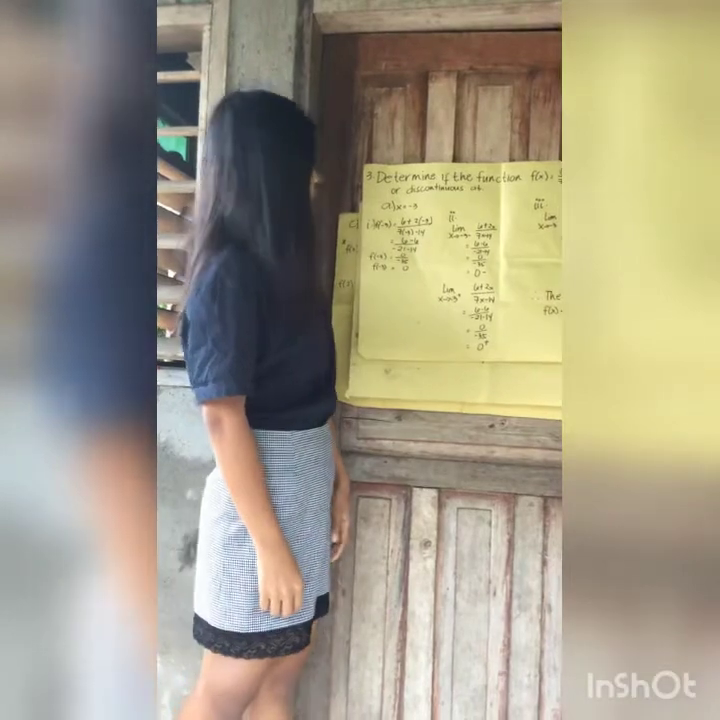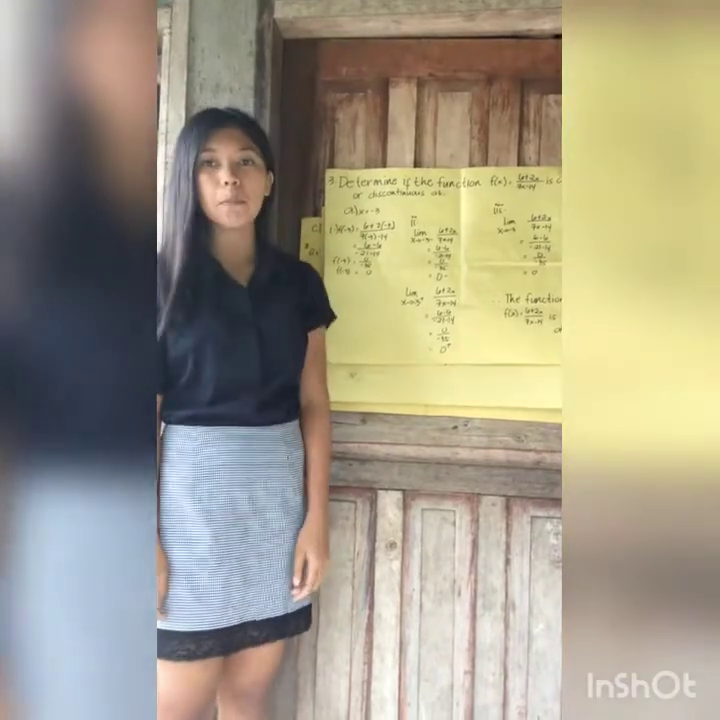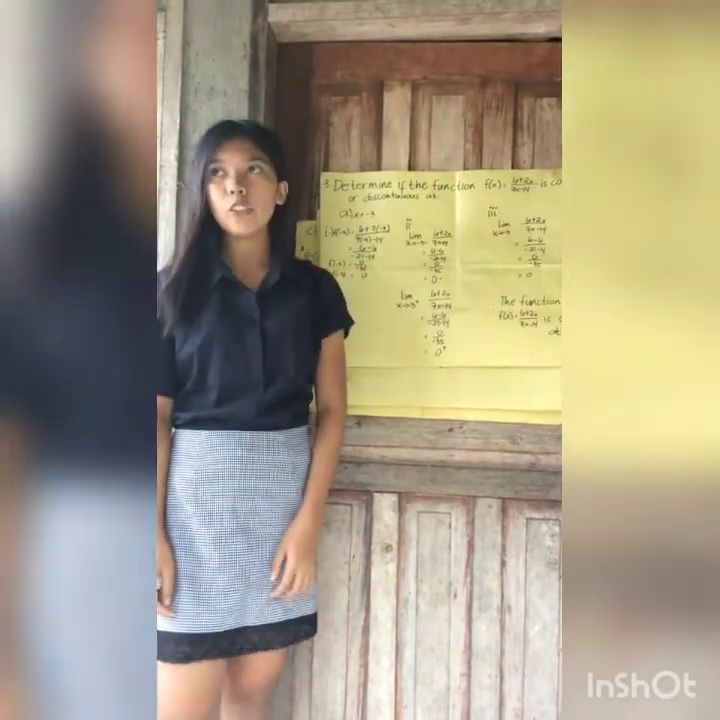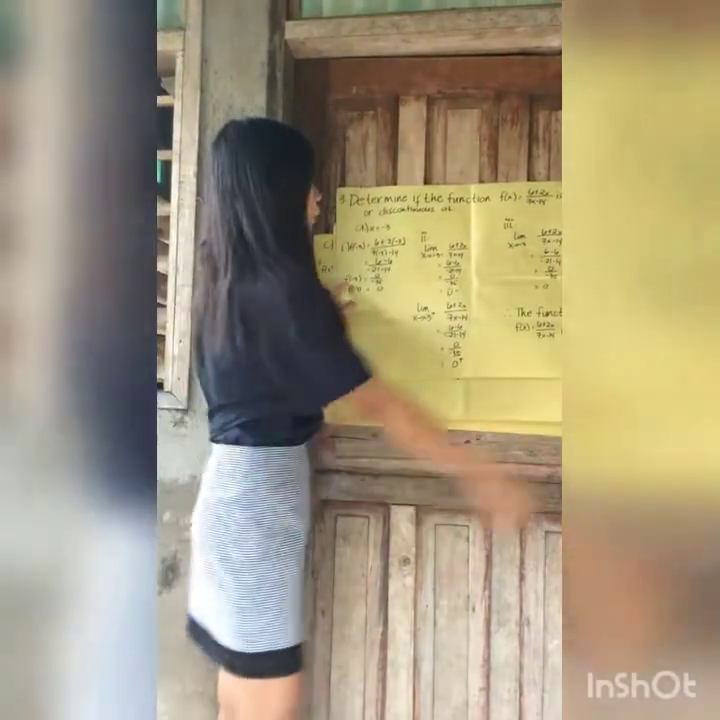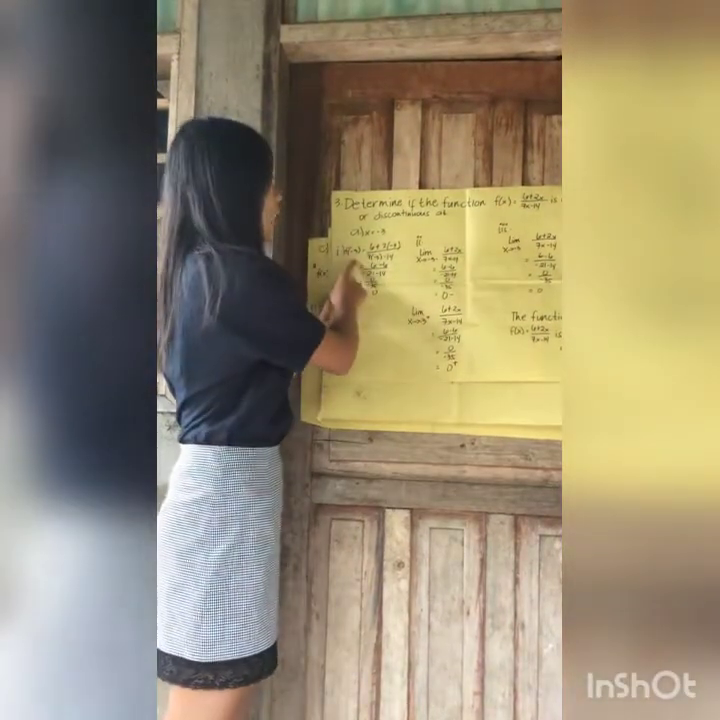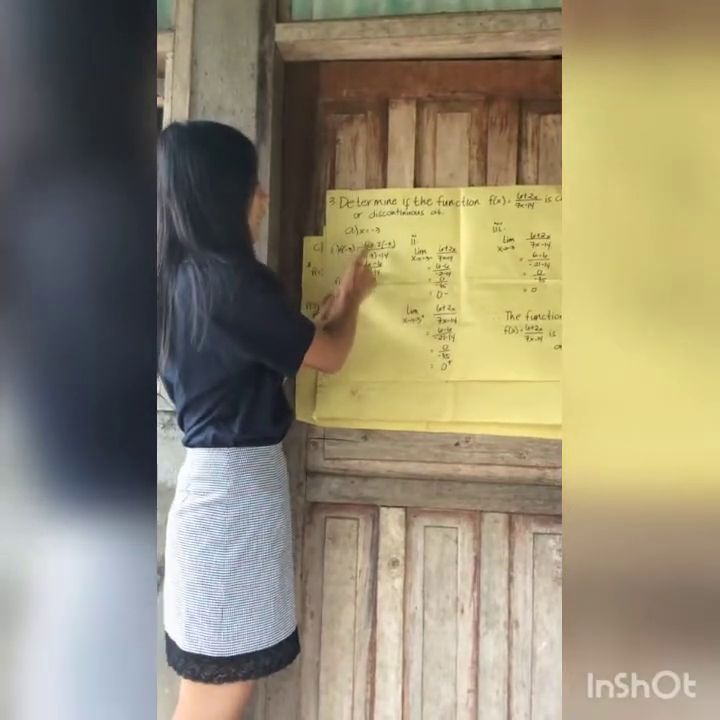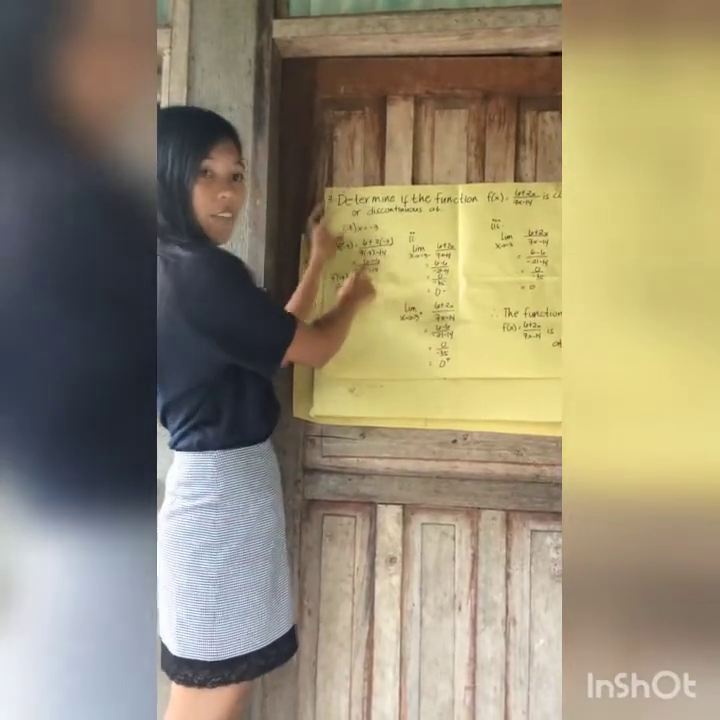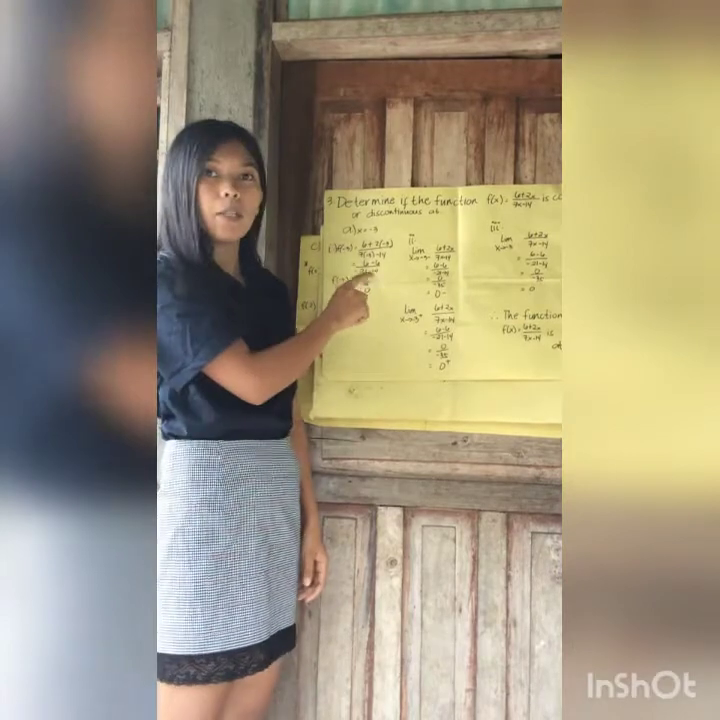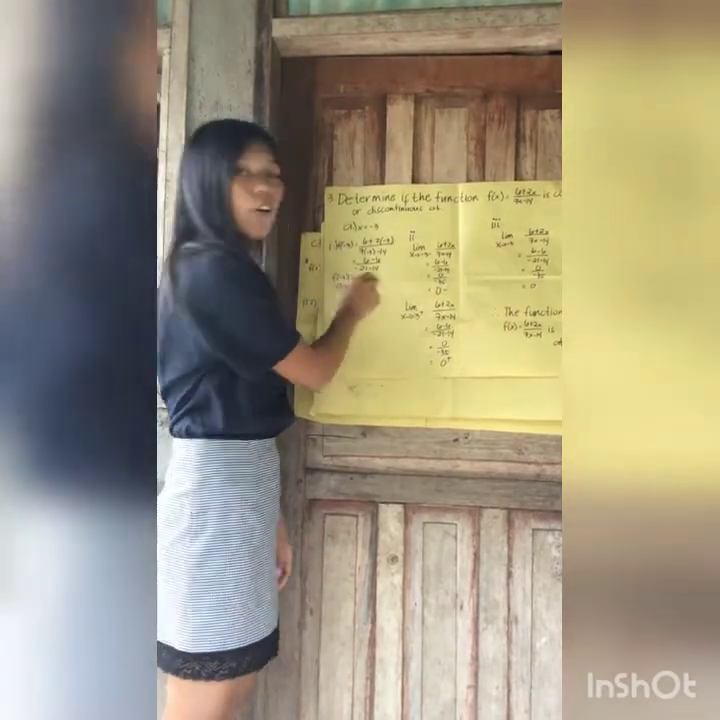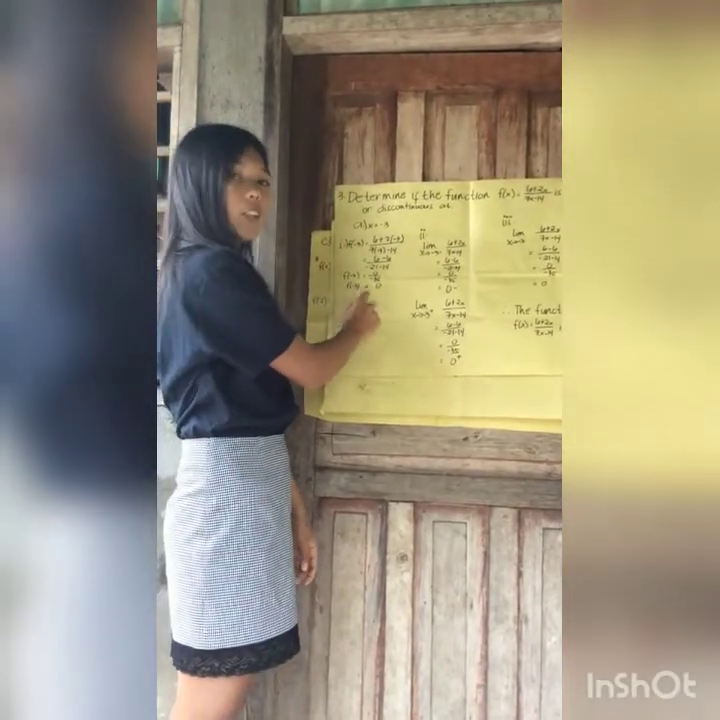We have this number 3. Determine if the function f of x equals 6 plus 2x over 7x minus 14 is continuous or discontinuous. Letter a, x is equal to negative 3. Using the given function, we change the x into negative 3. So we have f of negative 3 equals 6 plus 2 times negative 3 over 7 times negative 3 minus 14. So we have 6 minus 6 over negative 21 minus 14, which is 0 over negative 35. Therefore f of negative 3 is equal to 0.